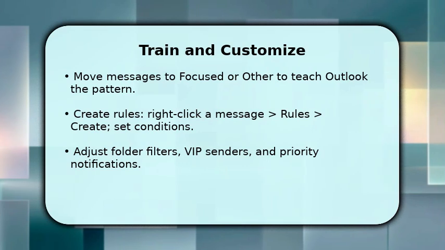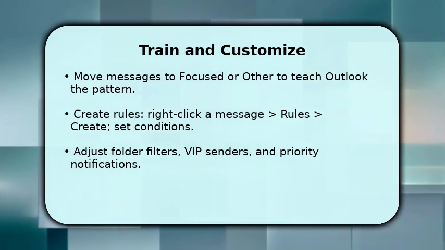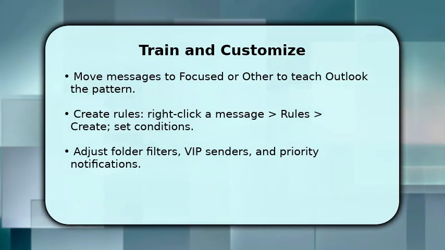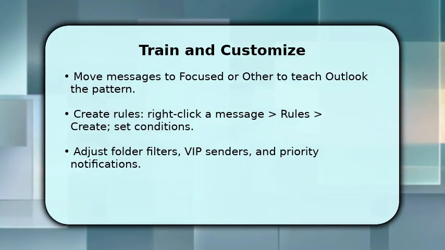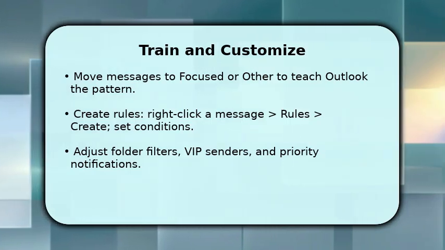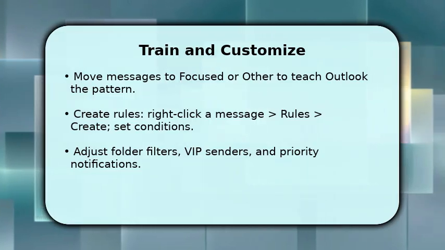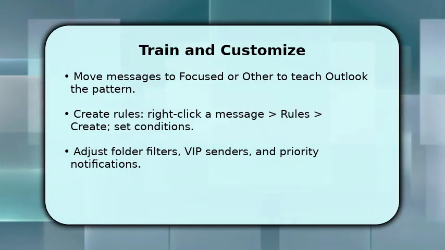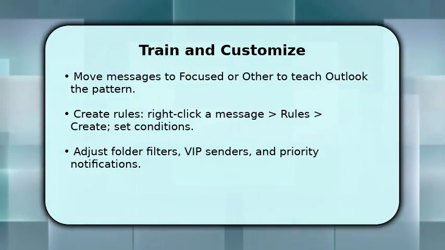Once Focused is on, train it by moving messages. You should drag or right-click and choose Move to Focused or Move to Other, because Outlook learns from your choices. Make durable changes by creating rules. Select a message, choose Rules, Create, define sender, subject, or keywords, and pick Focused as the destination. Also add VIP senders to ensure critical mail always lands in Focused, and refine folder filters so newsletters and automated alerts go to Other. These steps reduce false positives over time.